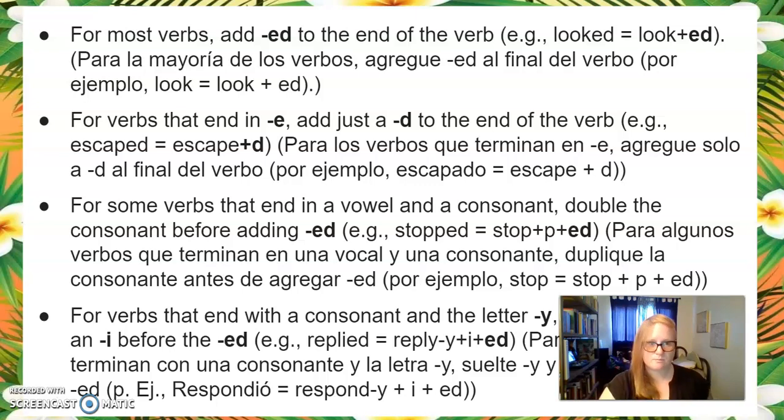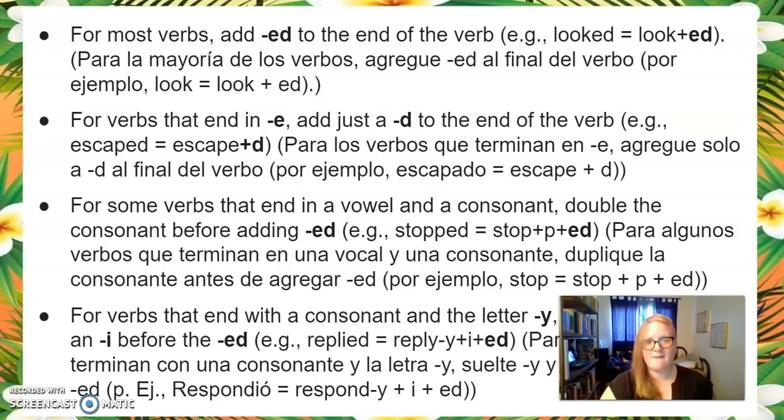Okay? For verbs that end in e, just add the d to the end of the verb. Like I escaped. It's not I was escaping. It was I escaped. Okay?